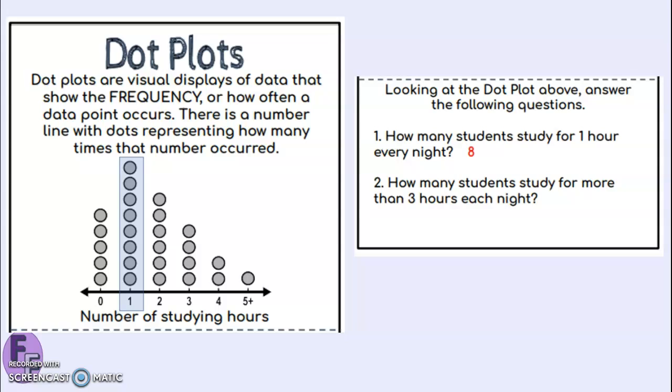Then we do the same thing. How many students study for more than 3 hours? Well, we don't want the 3, but we want everything larger than 3. So that means we're going to look at both the 4 and the 5. So there are 3 students that studied more than 3 hours.